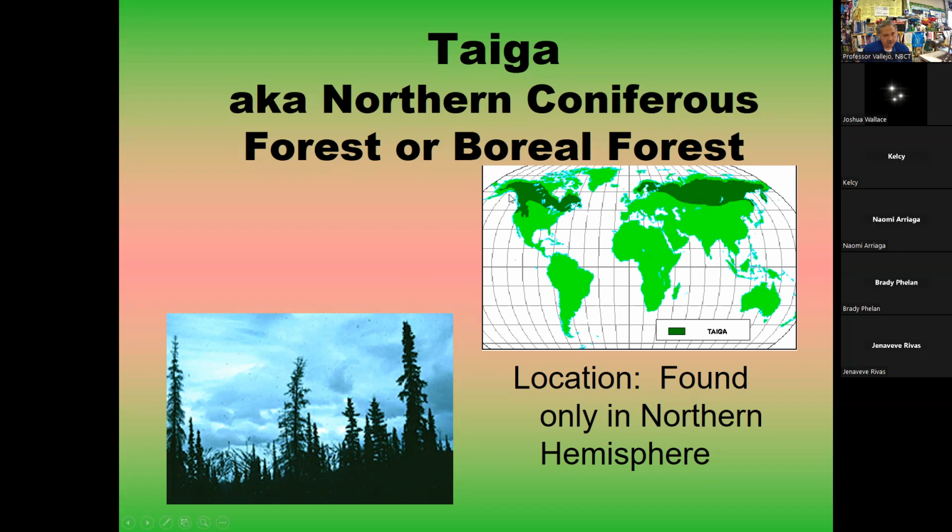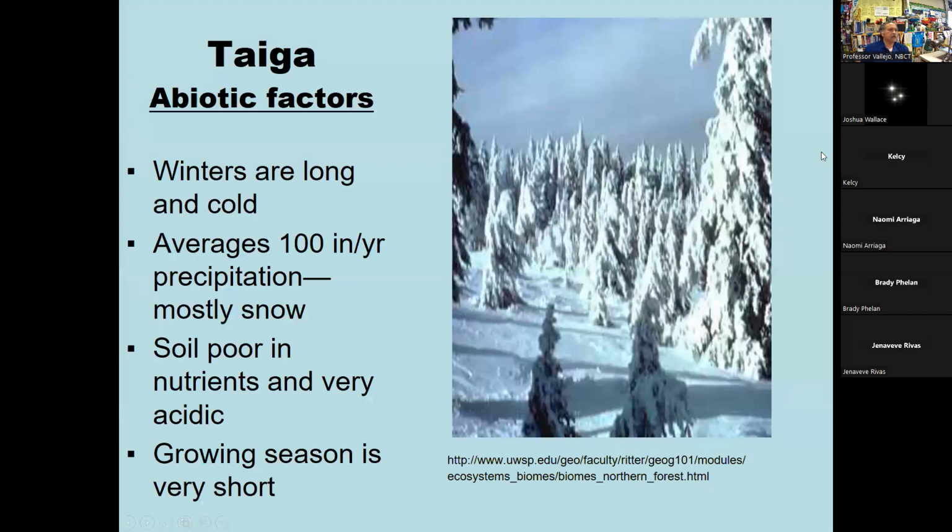And this is where moose live, and this is where the spruce tree lives. And there is nothing comparable in the southern hemisphere. There's only the northern hemisphere, and we have the coniferous forests. So here are some abiotic factors for the coniferous forest. Winters are long. Many of you have traveled to Canada, and you may be familiar with this. Winters are long and cold, with an average of 100 inches of precipitation per year, mostly snow.